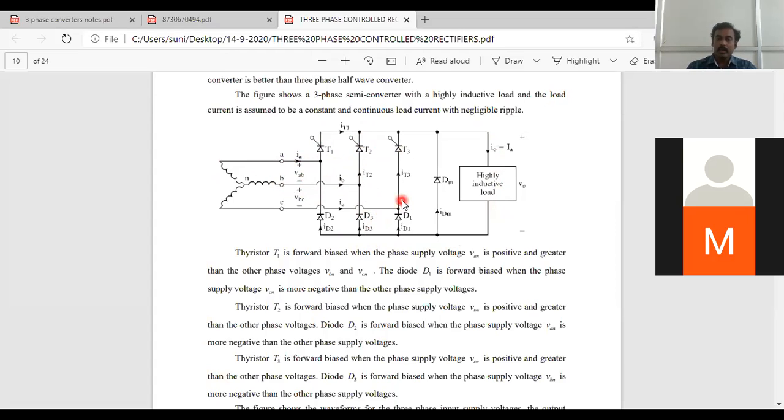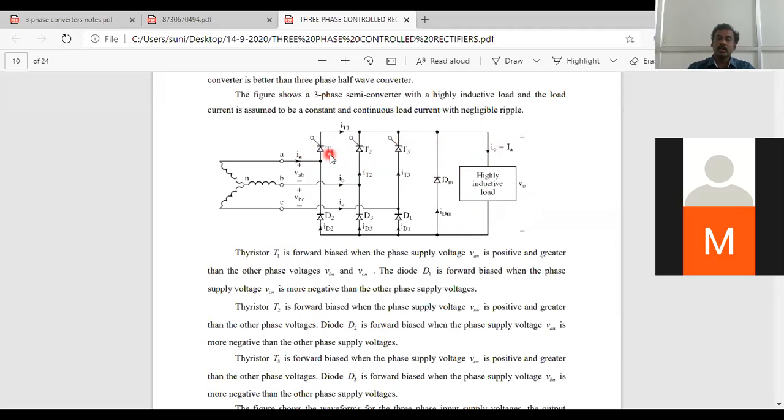Whenever a highly inductive load is considered, these devices will be in conduction for the negative voltages also. To eliminate that, a freewheeling diode is placed. This freewheeling diode circulates the inductive current in this particular path, making the separation between the main switching devices.